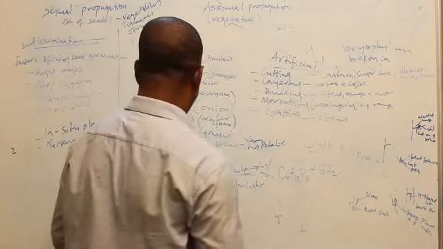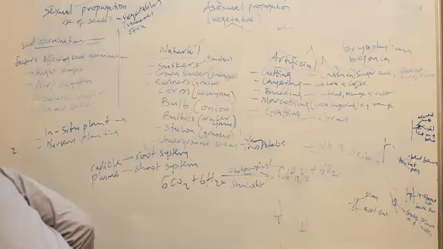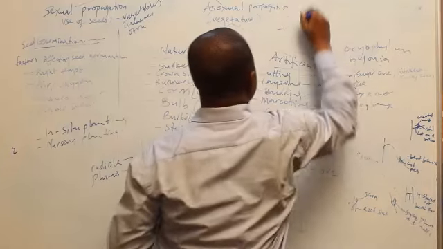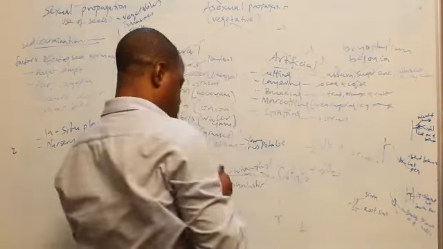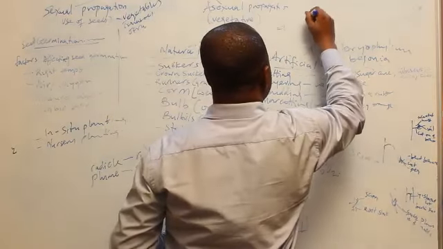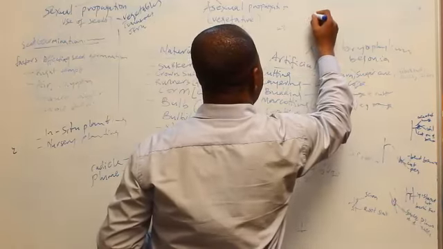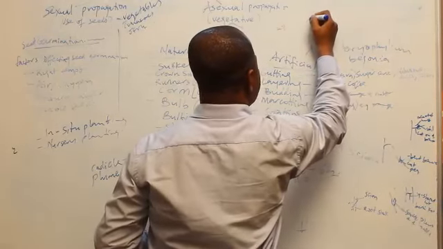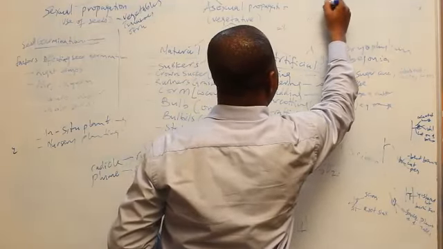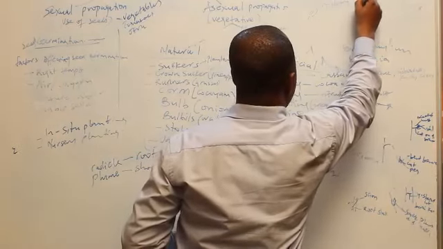The branch has a place known as the node. In the node, you have the leaf. Then, at the angle between the leaf and the node, you have what we call the axillary bud. Axillary bud. What is a bud?